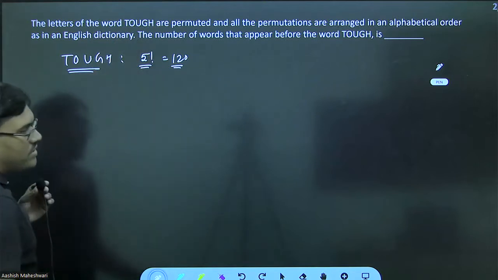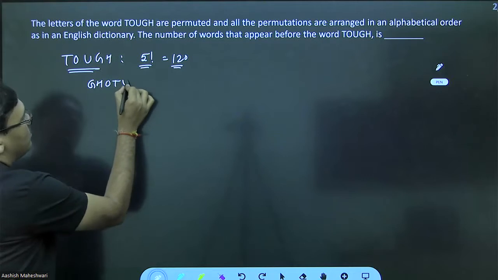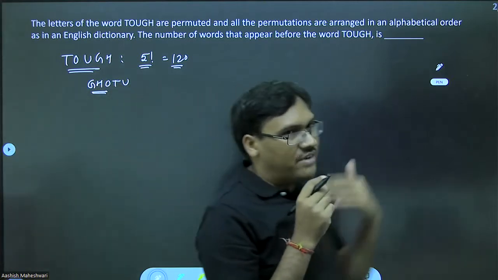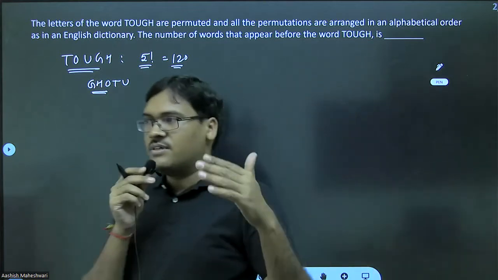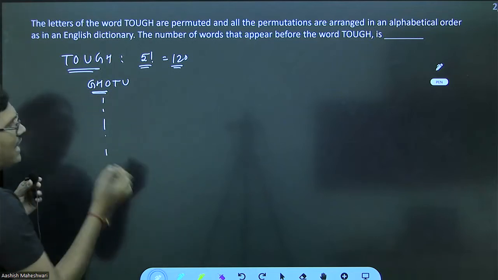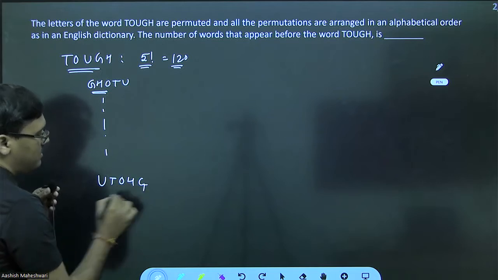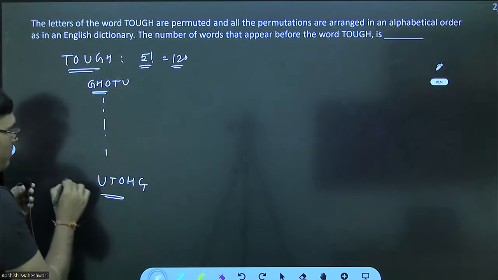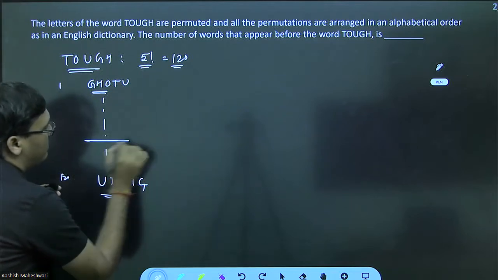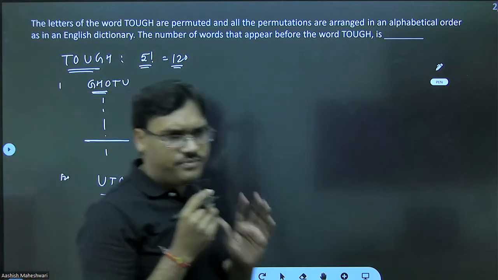Now, if I arrange all these words in dictionary order, what will be the first word? The first word will be GHOTU. In English alphabetical order, first you will have the letter G, then H, and then O, and so on. And what will be the last word? The last word will be UTOHG. If you arrange all, this will be the 120th word and that will be the first word. Now our question is, somewhere in between we will have the word TOUGH. So what is the rank of this word, or how many words are before this word TOUGH?